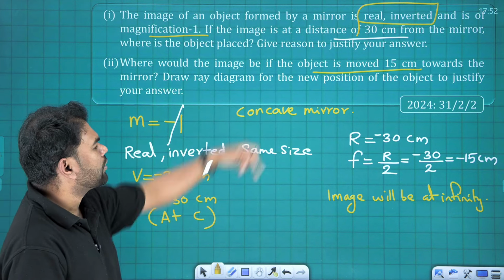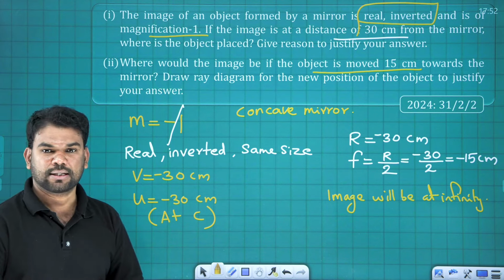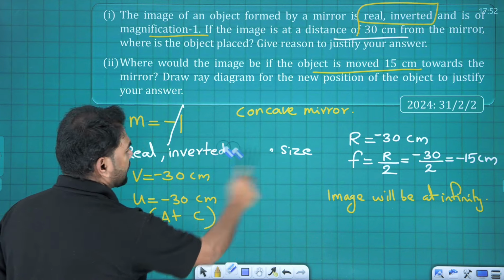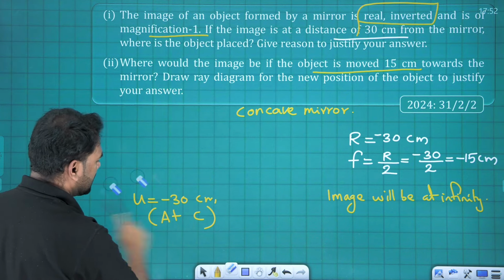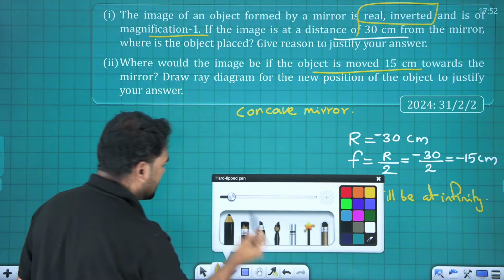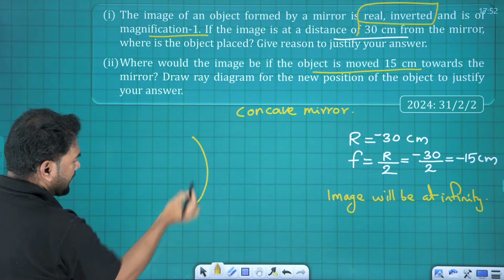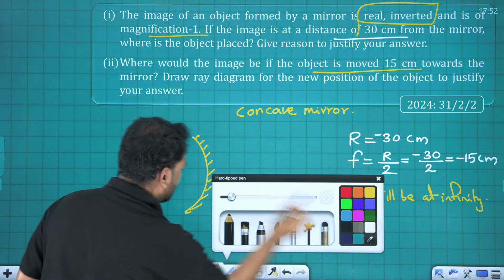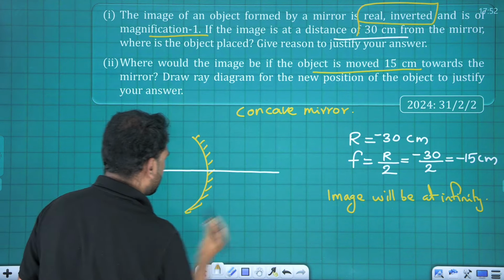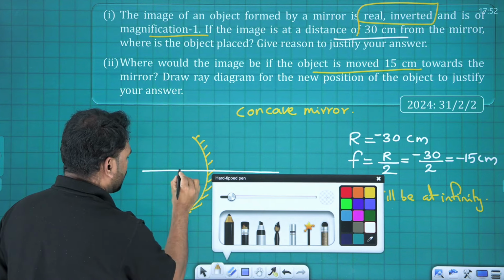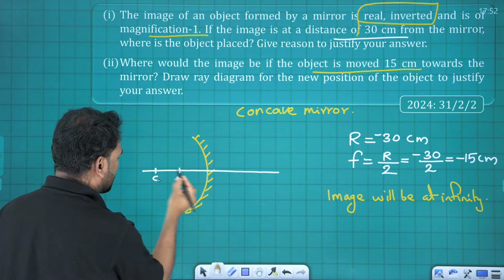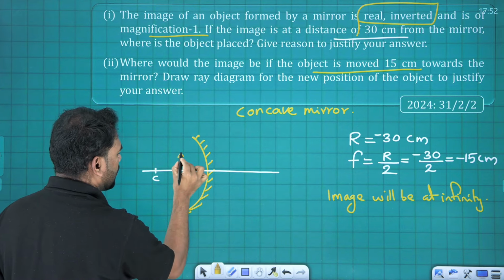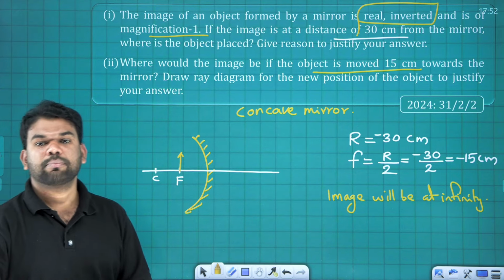Now draw a ray diagram for the new position of the object to justify your answer. So we need to draw the ray diagram by keeping the object at the focus. We can draw a concave mirror. Now we can draw a principal axis. So we can mark the focus, and let this be the center of curvature. Now as per the question, the object is kept at the focus. So we can draw the ray diagram based on our rules.